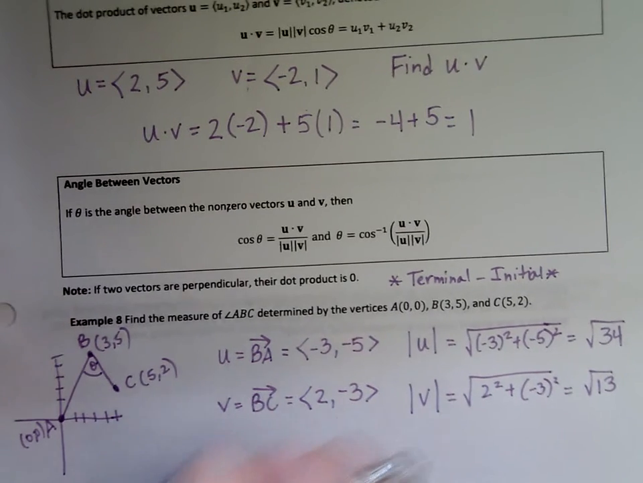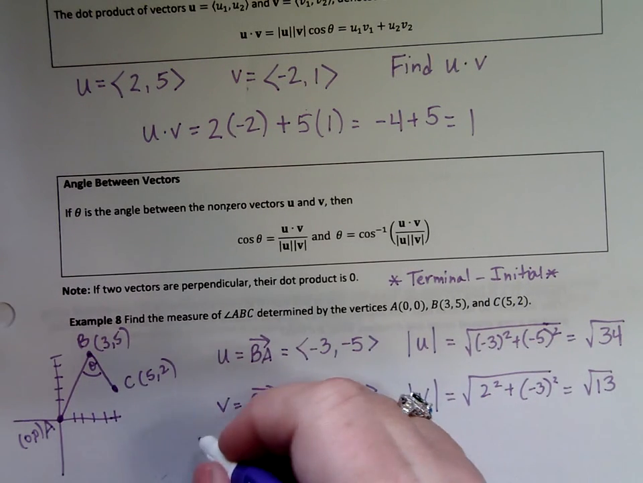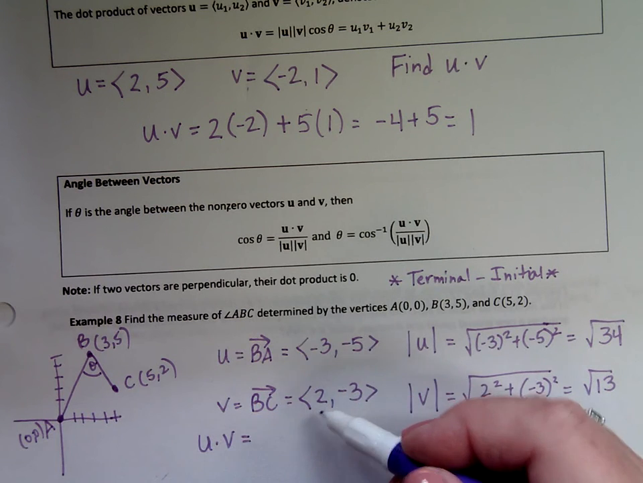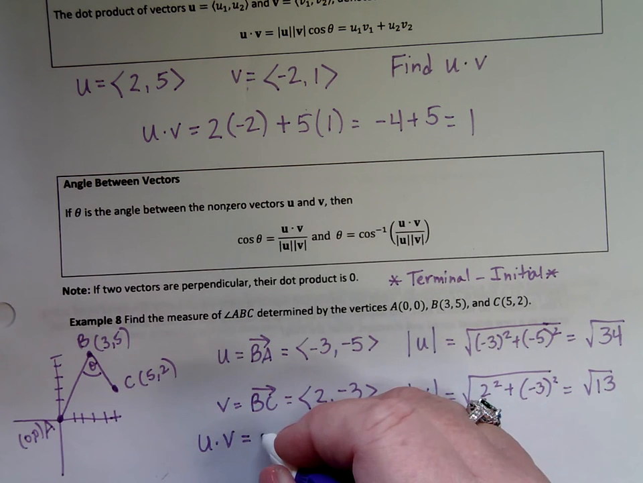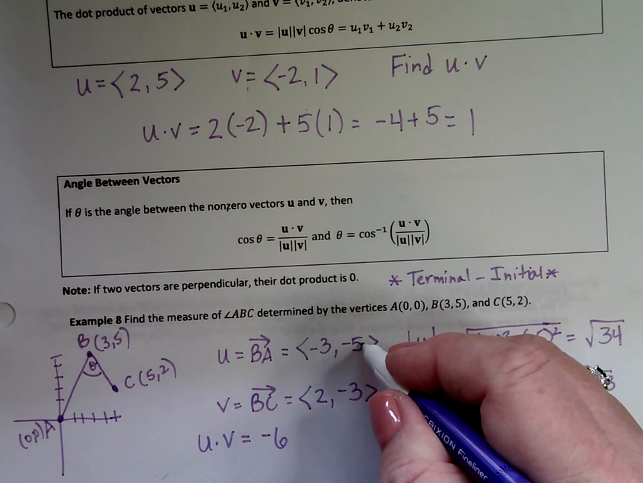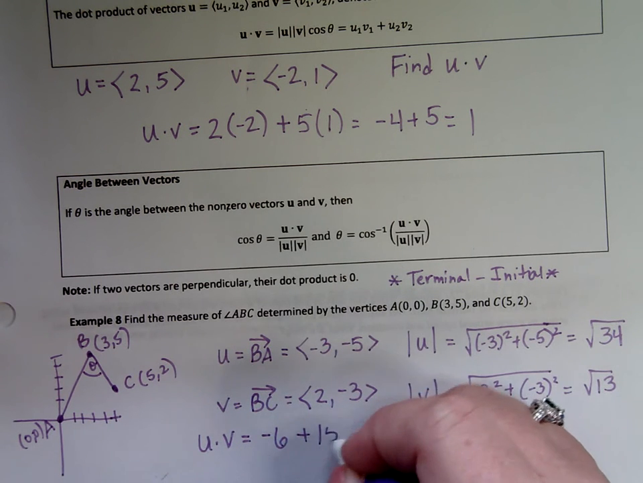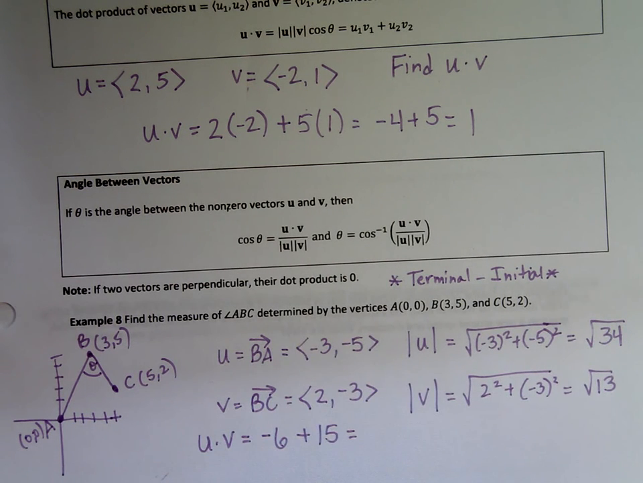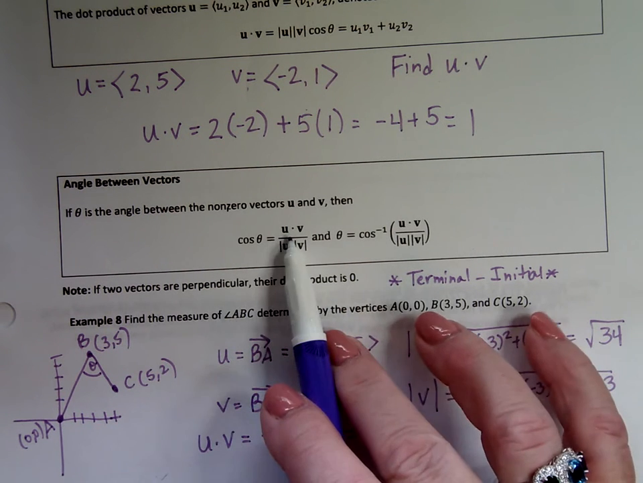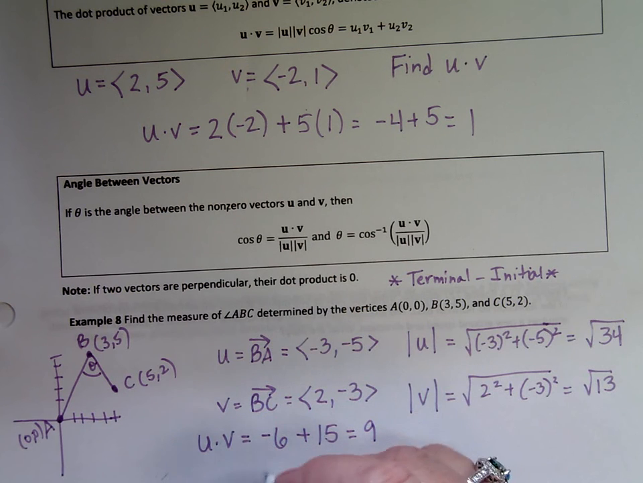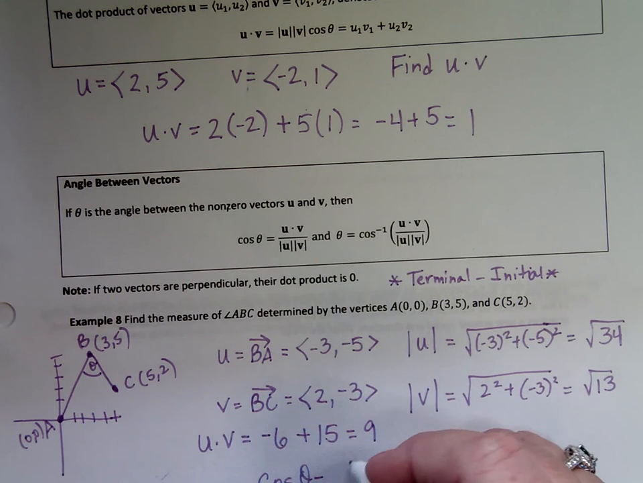So if I do u times v, it's take the x's, multiply them together, so -6. -5 times -3 is +15, and I add those two things. So -6 plus 15 is 9. Now I can put it together. See how I've got u times v, and I've got the magnitude of u times the magnitude of v. That's what the cosine of theta would be. So it is 9 over the square root of 34 times the square root of 13.